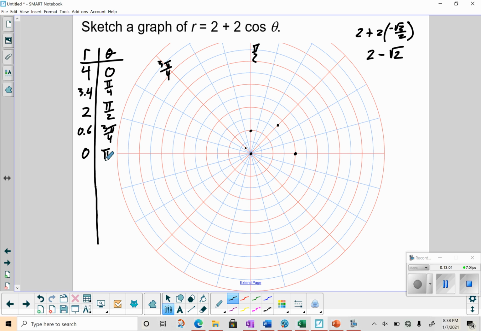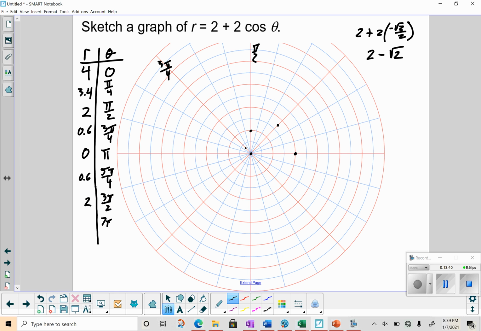Well, if I continue this pattern here, how about 5 pi over 4? That's quadrant 3. Cosine in the third quadrant is negative. You know, come to think of it, it's the exact same value that we just got here. That's 0.6. For 3 pi over 2, the cosine of 3 pi over 2 is back up to 0. So 2 times 0 is 0. 2 plus 0 is 2.